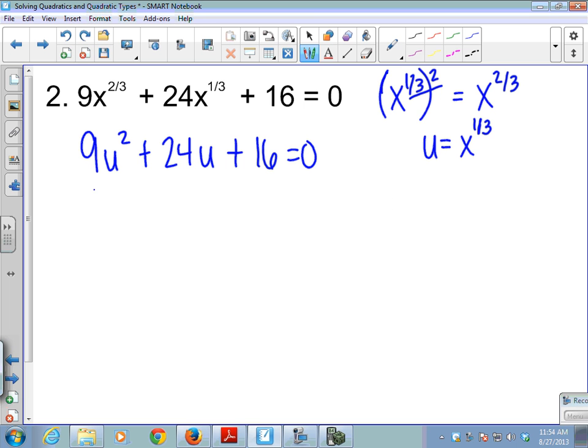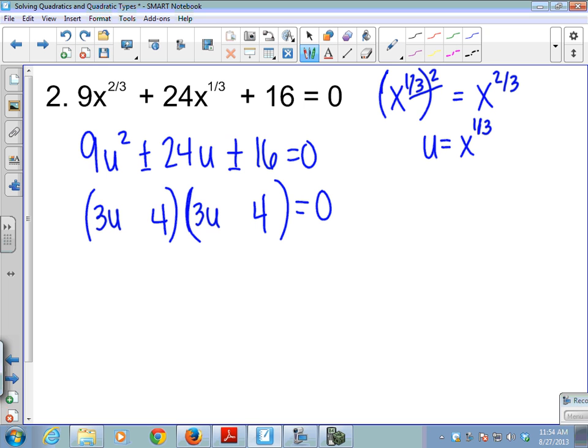So now I can factor this like a normal quadratic. Alright, and so when I factor this, you might have to test it out a couple of times. You're going to end up getting 3u and 3u, and 4 and 4. Both of the signs right here are plus, so both of these signs have to be plus. And so then u is going to equal a negative 4/3, and it's going to be the same for both of these factors, so I'm just going to write it that one time.